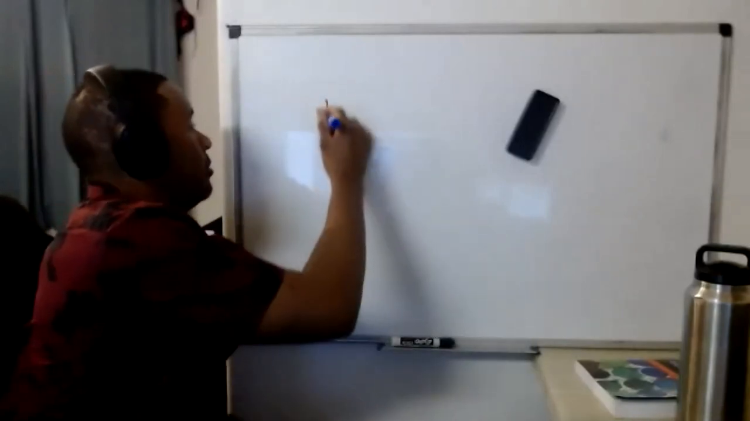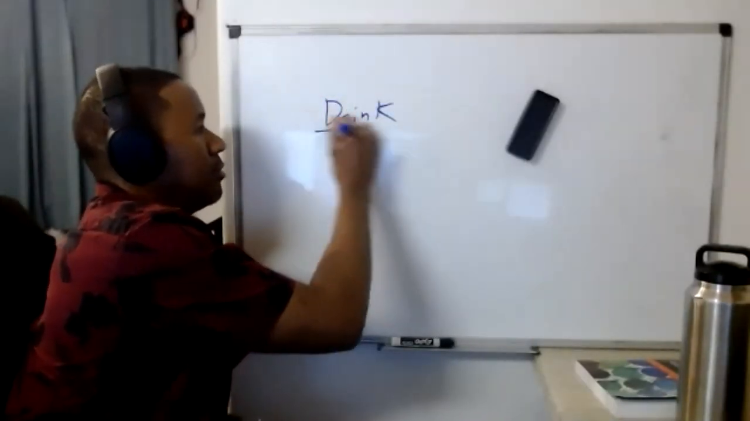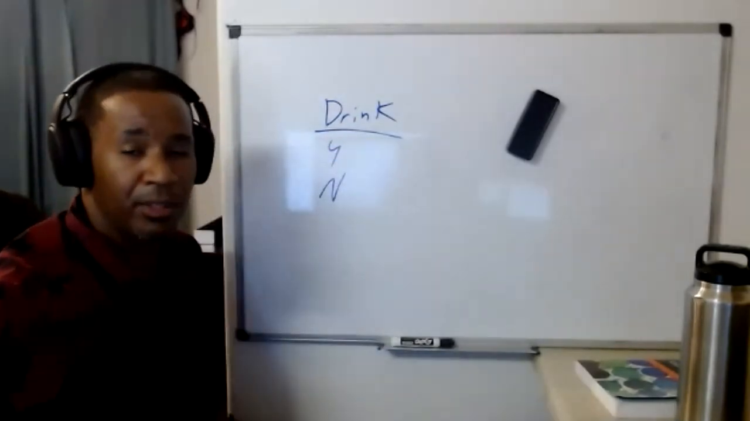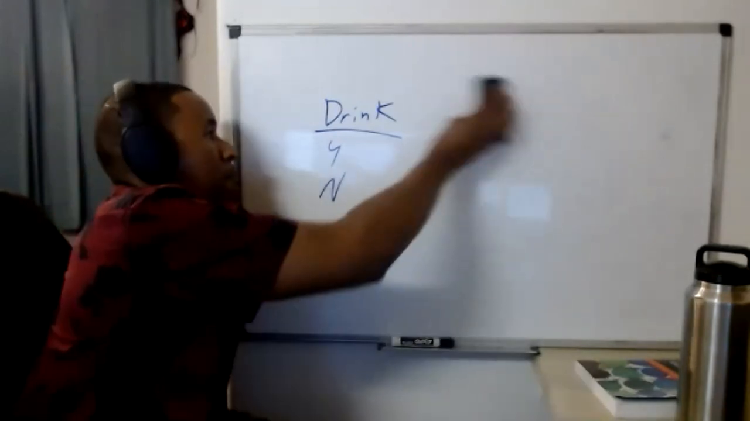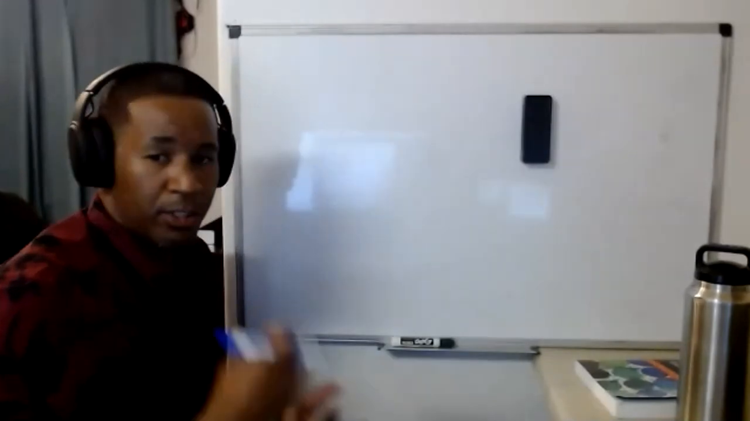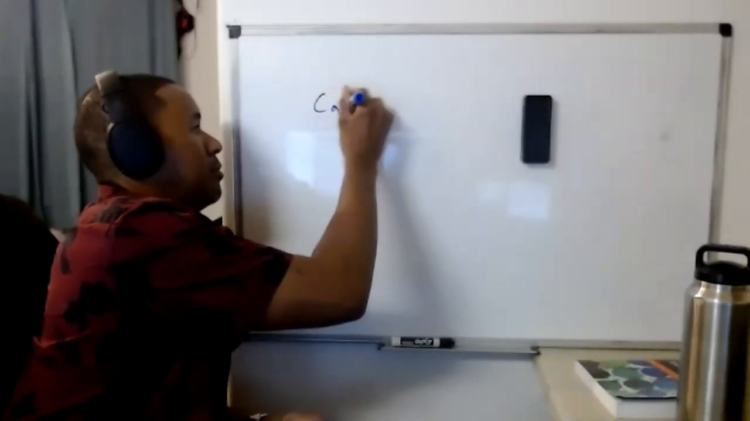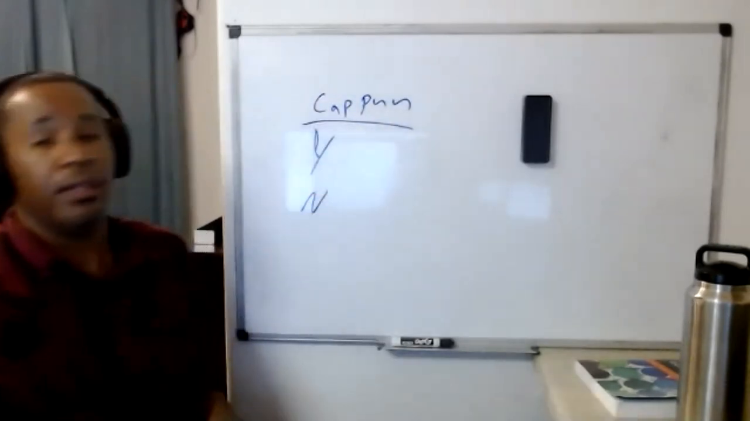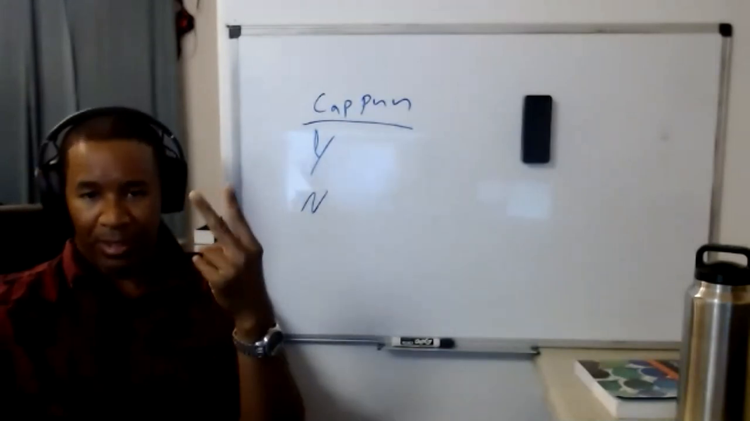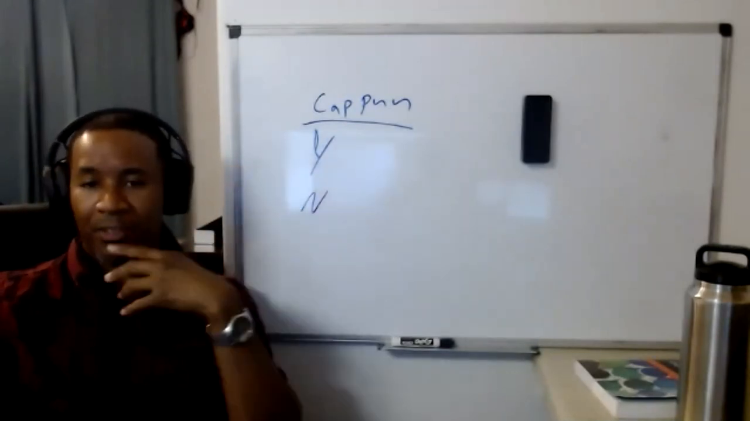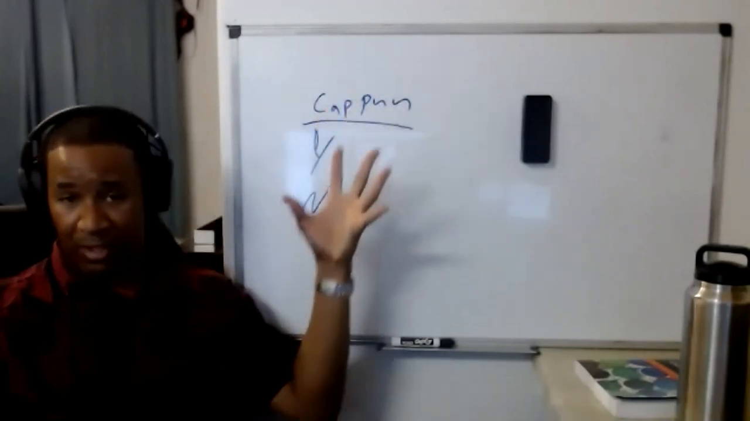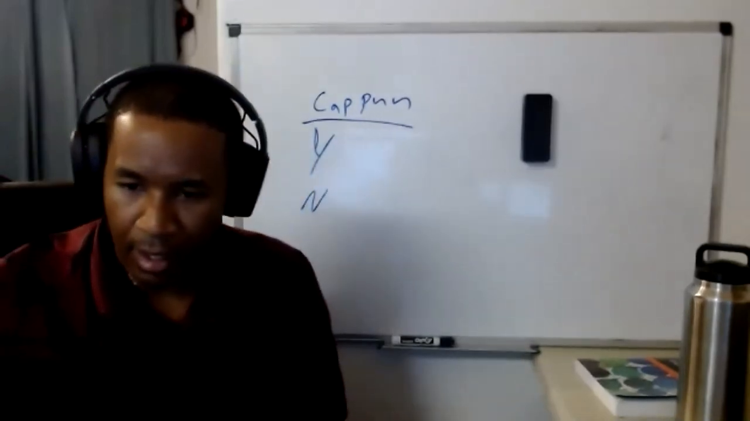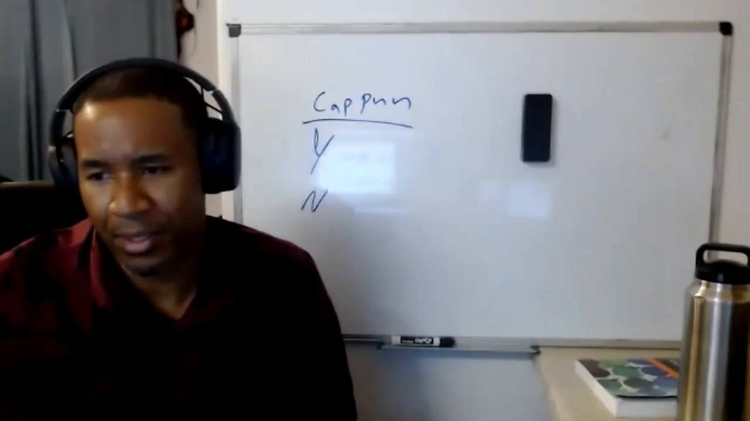Did you drink last night? Yes, no. It's nominal, but there's two options. Do you support capital punishment? Yes, no. It's nominal, but there's two options, which makes it dichotomous nominal. For the purpose of calculating gamma, you can treat nominal variables that are dichotomous as ordinal. So that's what we mean by saying something is dichotomous nominal.